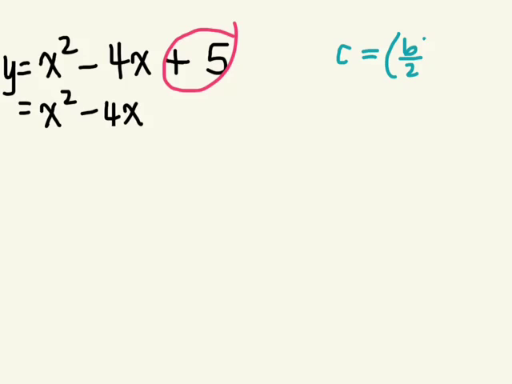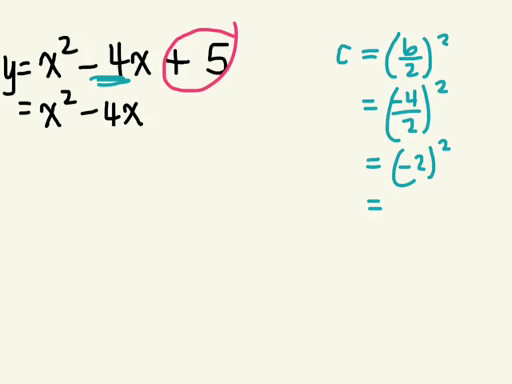B divided by 2 squared. What's B? Negative 4. Negative 4 divided by 2 squared equals positive 4. Okay, so if I put a plus 4 here, I've created a perfect square trinomial. But like I said, you can't just add 4 to something magically, but I can put 4, take away 4, because 4 take away 4 is nothing.